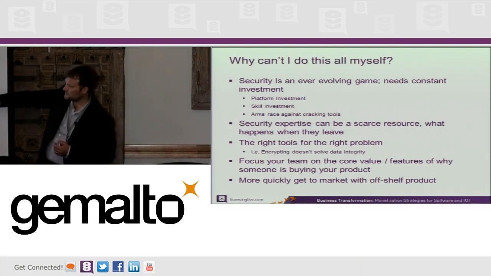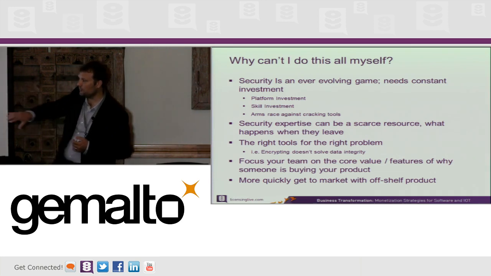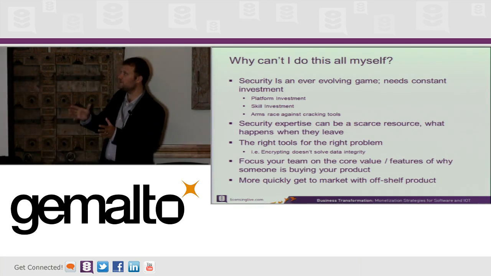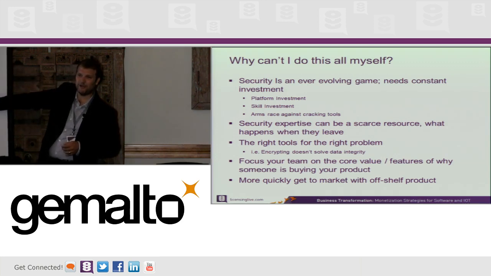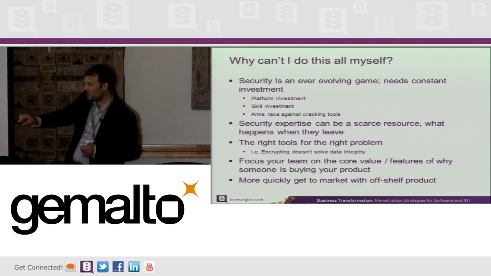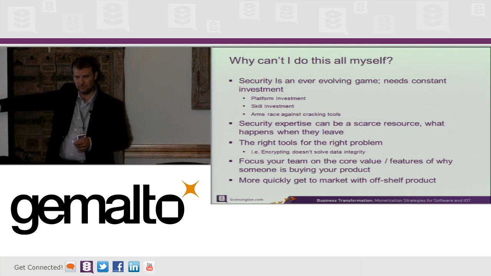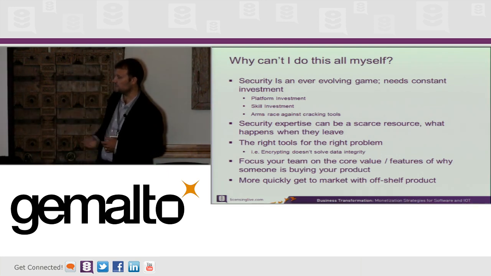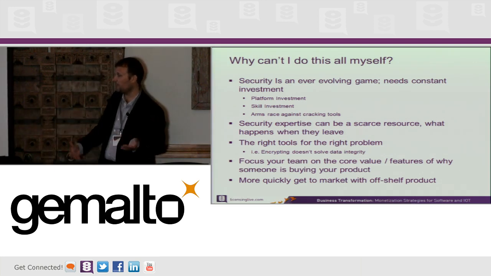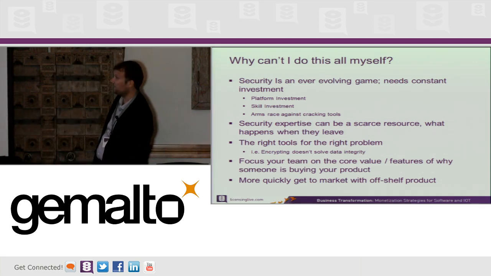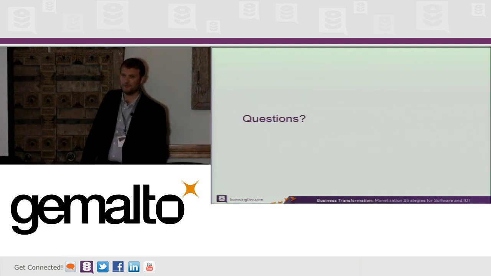But this fourth one is really the key for me, which is if you are focusing and investing in a team against security, you're not investing in the core value or your competitive edge against your competitors. So why? It's kind of a waste of time for you. It's generally much cheaper to go with a partner like Gemalto than to do it yourself. And then lastly, of course, get to market much more quickly with off-the-shelf than having to build anything from a security platform. Okay, I only had 30 minutes, and I could have probably taken 30 minutes for each slide.